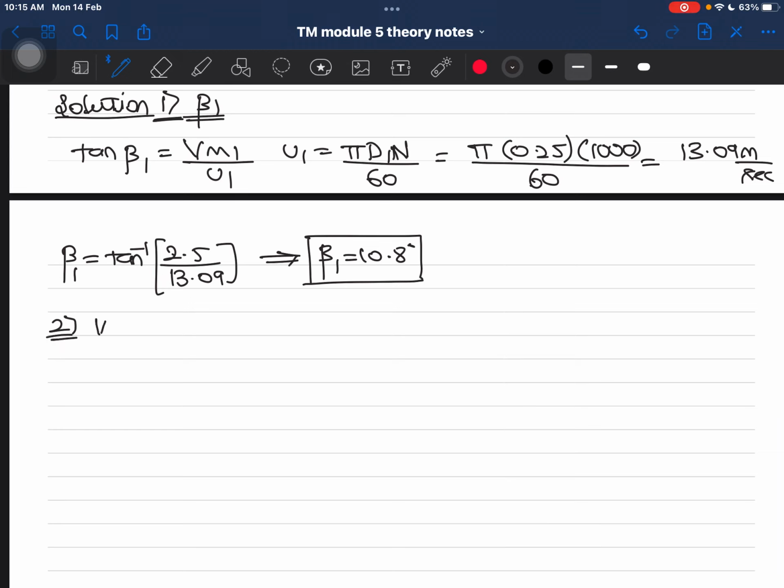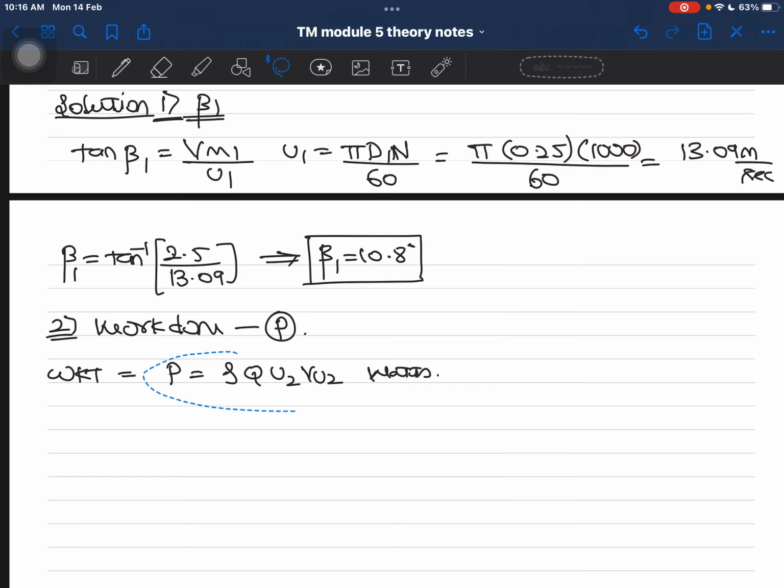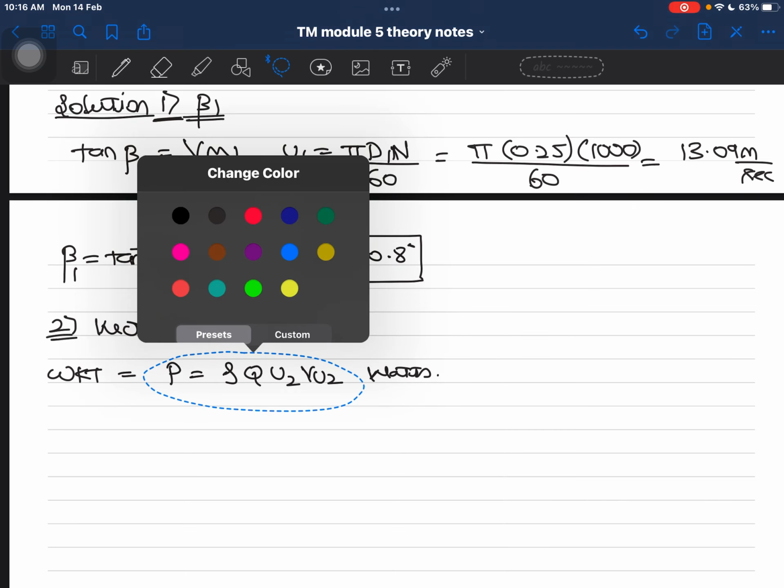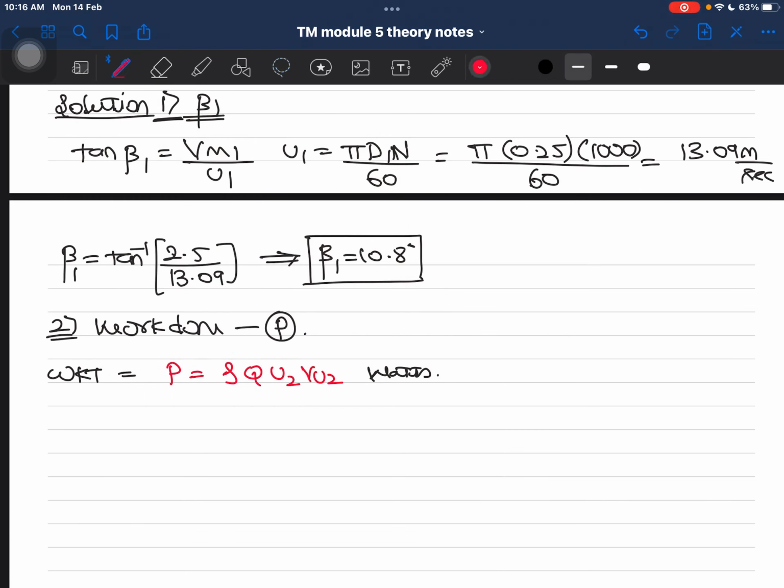Second, what he has asked is the work done, which is nothing but the power. We shall try to calculate it. Please do remember this equation: the power is given by rho Q U2 Vu2. Rho Q U2 Vu2 is the expression to calculate the power, and you will get it in watts. So I will just change the color of this and ask you to remember this.